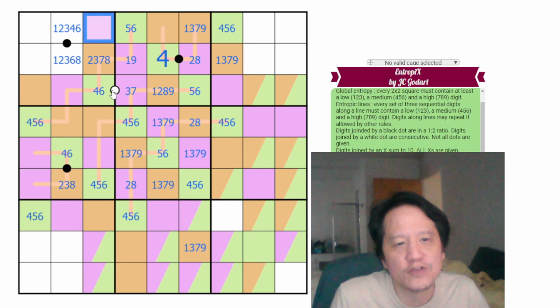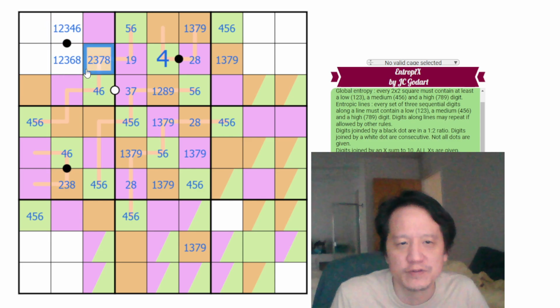Yeah, this is feeling more like an average difficulty. My previous average difficulty was pretty easy. I don't know. This seems a little more difficult.